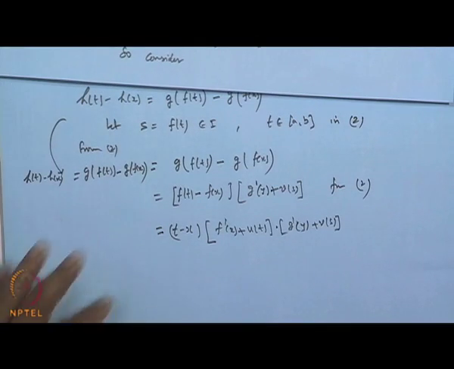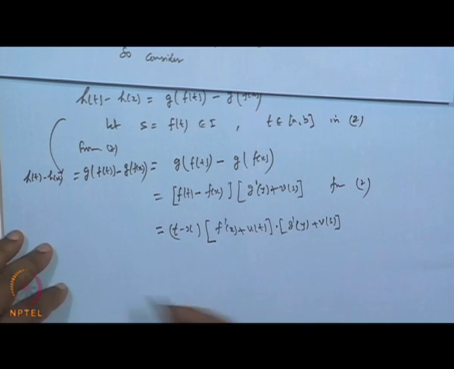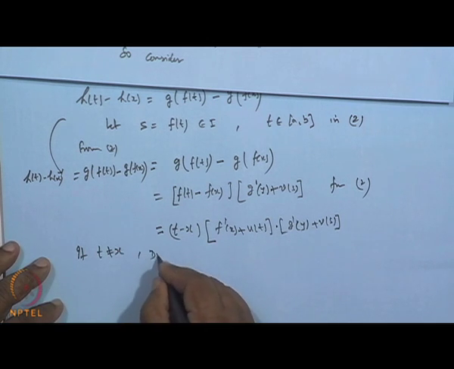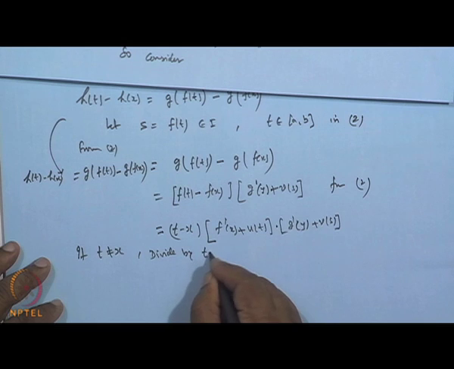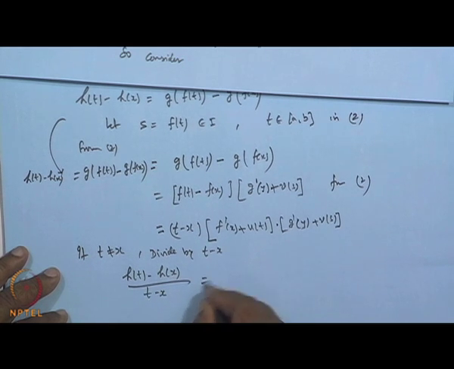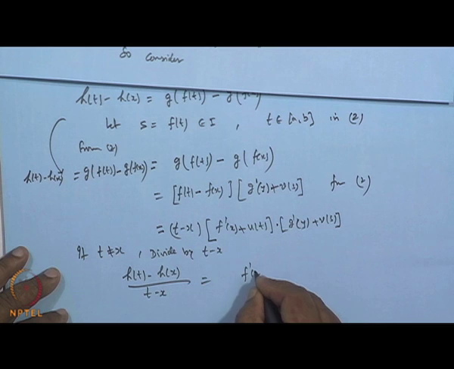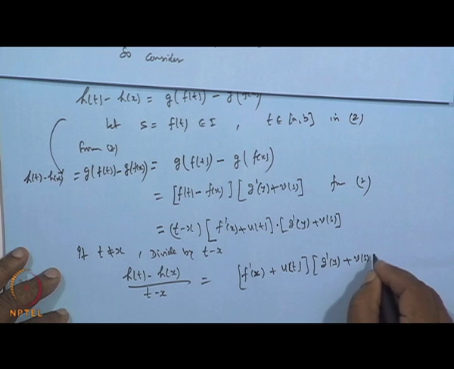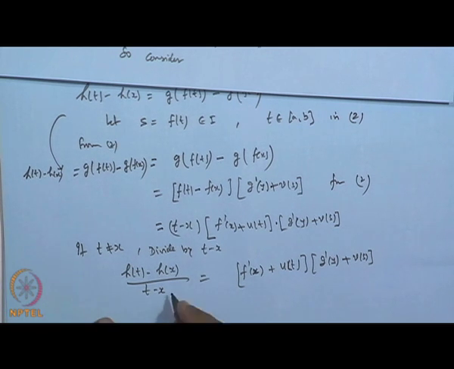Now let us take this. If t is not equal to x, then we divide by t minus x. When you divide by t minus x, you get h t minus h x over t minus x, which is nothing but f prime x plus u t into g prime y plus v s.